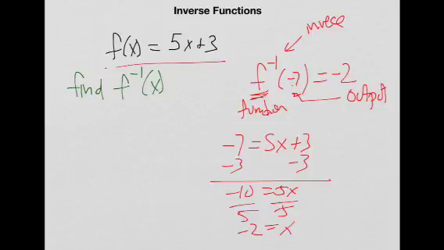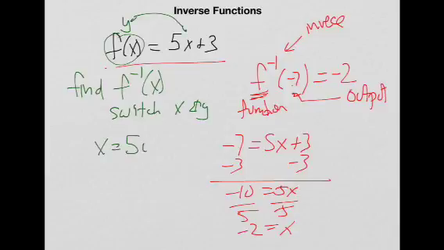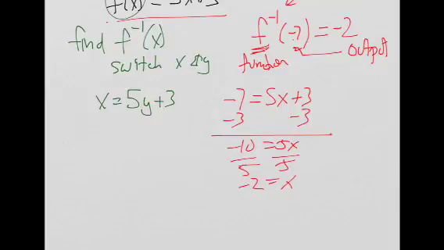Again, I'm going to do what we said. The big idea with the inverse is to switch x and y. Switch the input and the output. So I'm going to think of my f of x as my y, and then switch my variables around, and I'm going to get the equation x equals 5y plus 3. And I'm going to solve this equation for y.